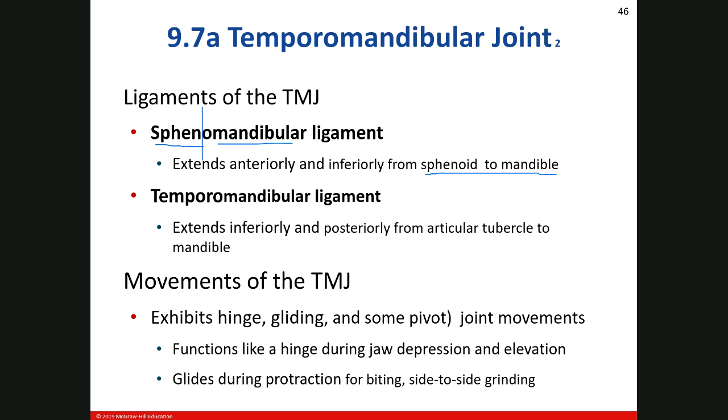So when it goes anterior and inferior, it's going to help to prevent that type of excessive movement. The other one is the temporomandibular ligament, so you can figure out where that comes from. And this one is also going to be inferior, but it also goes posterior. So it's going to help to resist those movements there. Helps to resist dislocations in those two directions, both inferior and posterior.